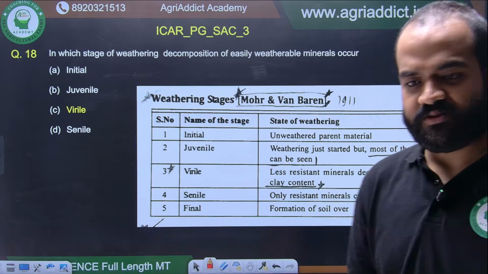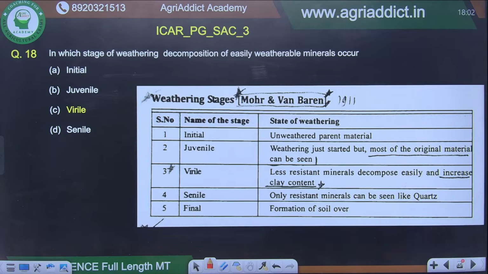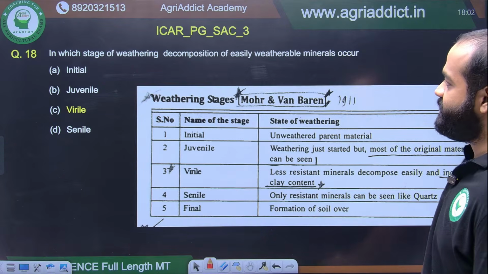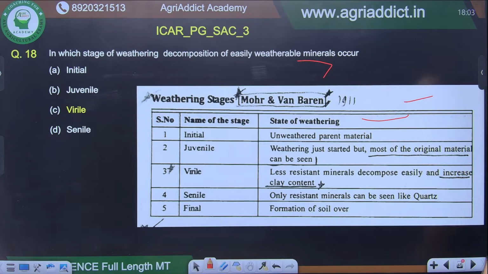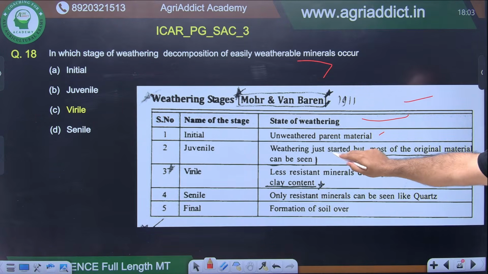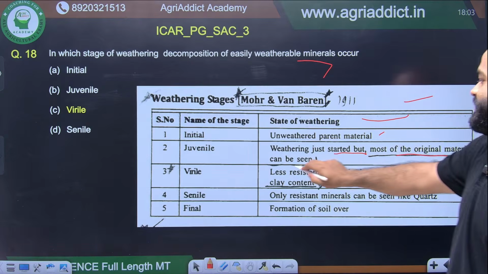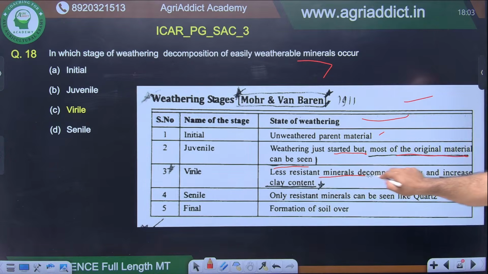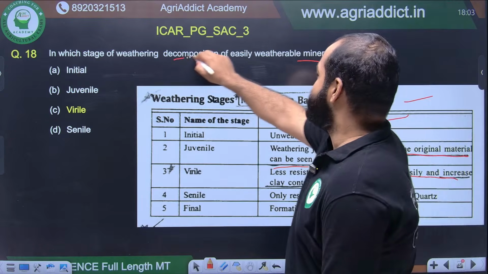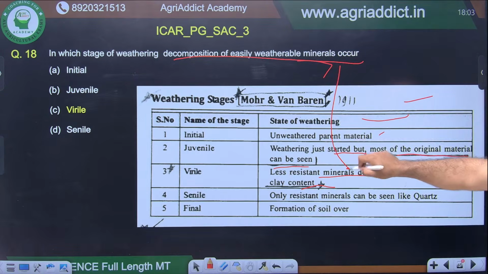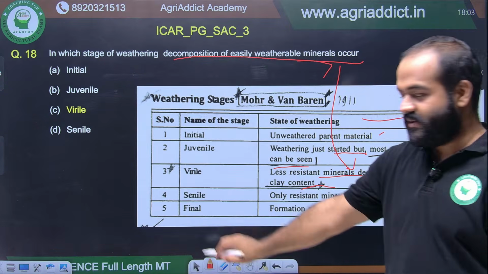This question has also been taken from T.D. Bishwas actually. If you read T.D. Bishwas and S.K. Mukherjee, there you can find the exact line. But here in the treatise also, you can find the exact line. In juvenile, weathering just started, but most of the original material can be seen. Whereas in virile, less resistant materials decompose easily and increase the clay content. So decomposition of easily weatherable minerals is virile.